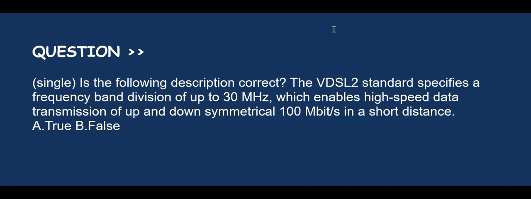Next one, is the following description correct? The VDSL2 standard specifies a frequency band division of up to 30 MHz, which enables high speed data transmission of up and down symmetrical 100 Mbit per second at the shortest distance. Option A true, option B false. Option A is correct.